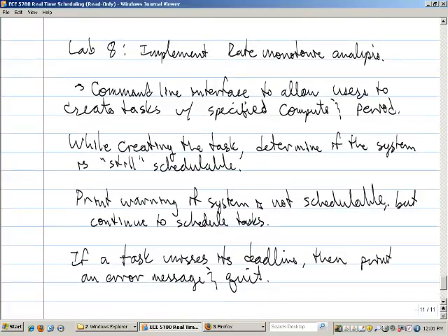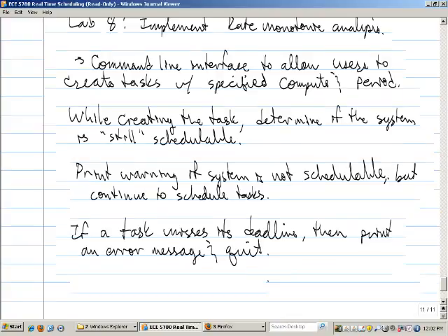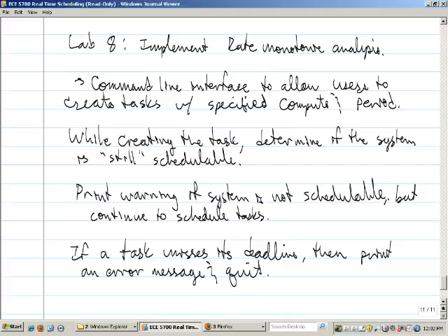So in the lab, you will be using rate monotonic analysis. You will be using a command line interface, and you'll allow the users to create processes. You'll be able to tell how much the compute time is and how much the period is for a process. Now, when you create a task, you have to find out, once you add the task, whether the system is still schedulable or not. You'll have to print out warnings if it is not schedulable, but you should still schedule the tasks. So even if it says that once you add this task the schedule is going to fail, you should just print out a warning, but you should still be able to add the task, and when the task eventually fails, that's when you should print an error message and quit. You will get to implement it all in Lab 8. So what we are going to learn today will be used in Lab 8.